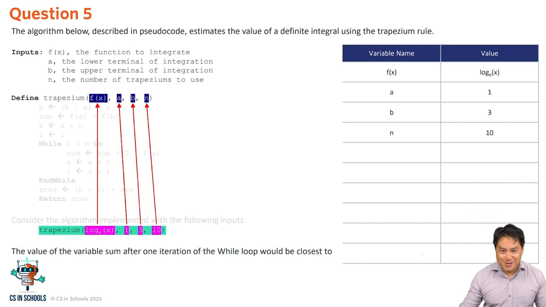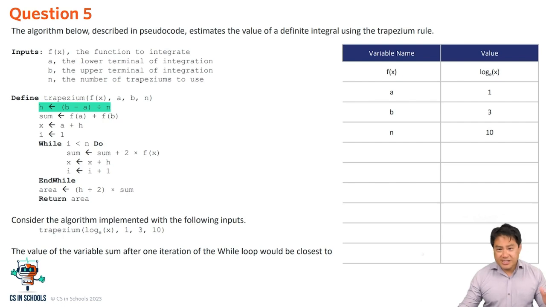The second argument is 1, so that gets assigned to the second parameter, a, and similarly b gets assigned to 3, and n gets assigned to 10. So having set up those variables, we are now ready to go through our function one line at a time and see what happens. So in the first line, you see this little back arrow.